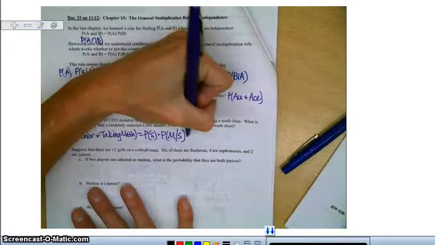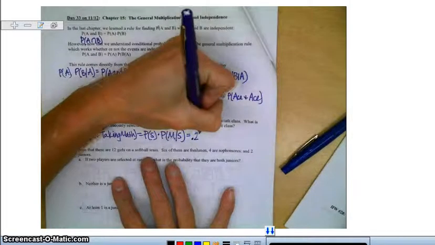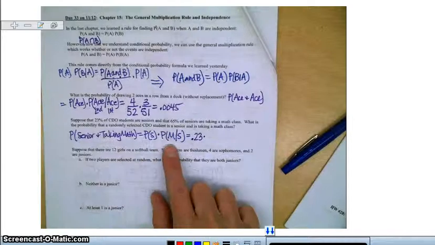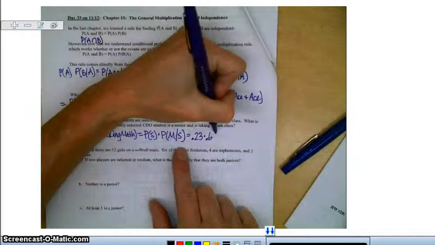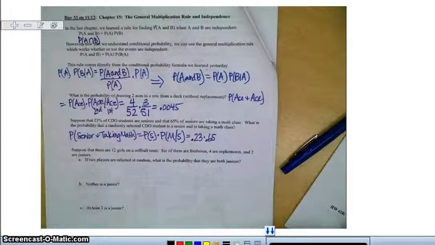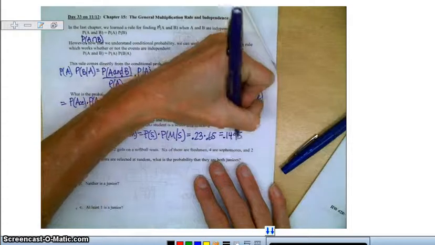So the probability that they are a senior from the information is 23%, 0.23, times the probability that they are taking a math class given that they are a senior is 0.65. So we just multiply those two and we get that the probability is 0.1495.